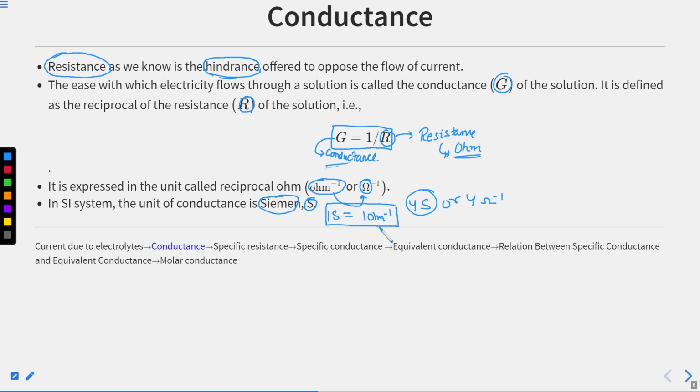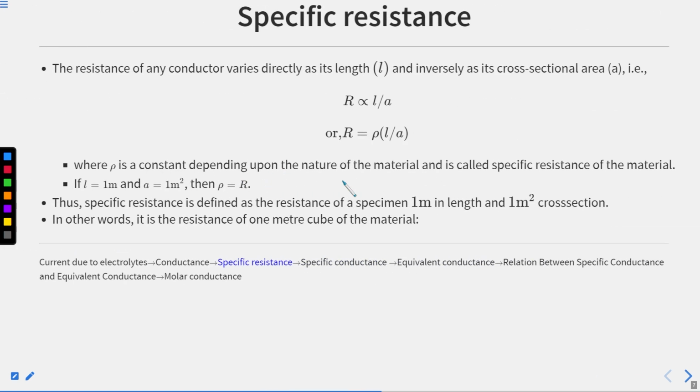Two important things to notice here. The first one is it is symbolized by the letter capital G, and it has a unit, the derived unit of ohm inverse or omega inverse, and the SI unit is Siemens, which is denoted by S. So this is conductance. Next we'll move to specific resistance.